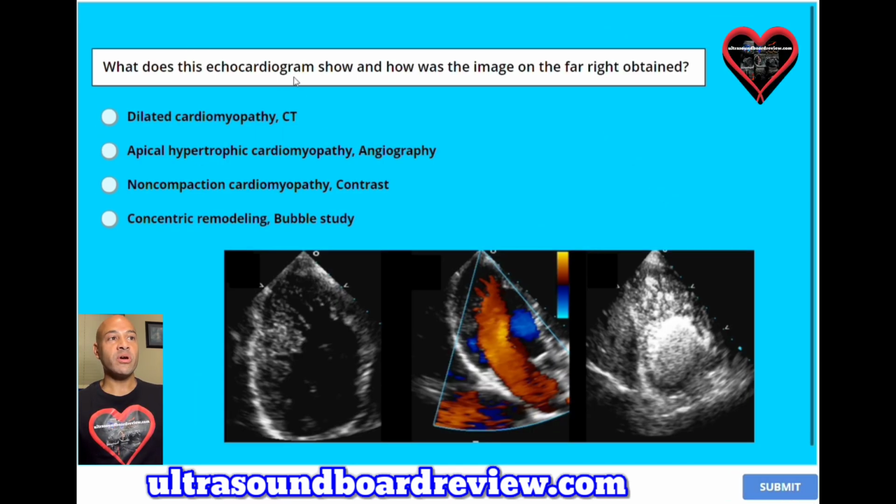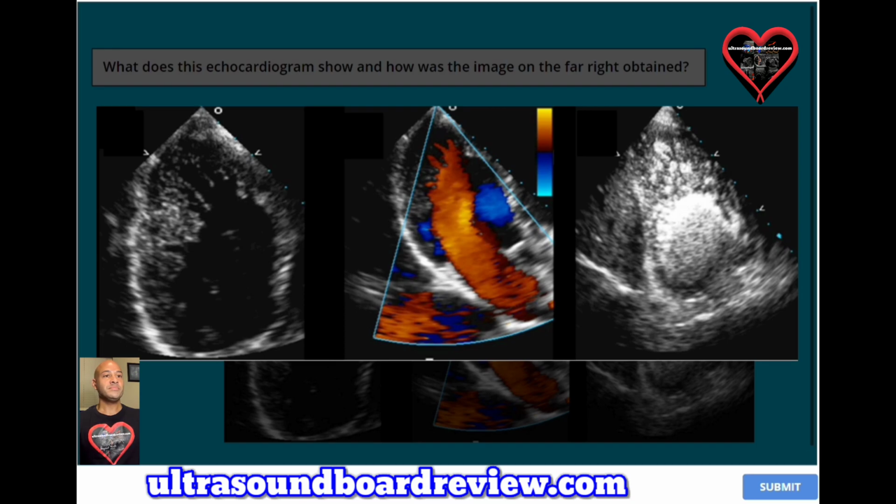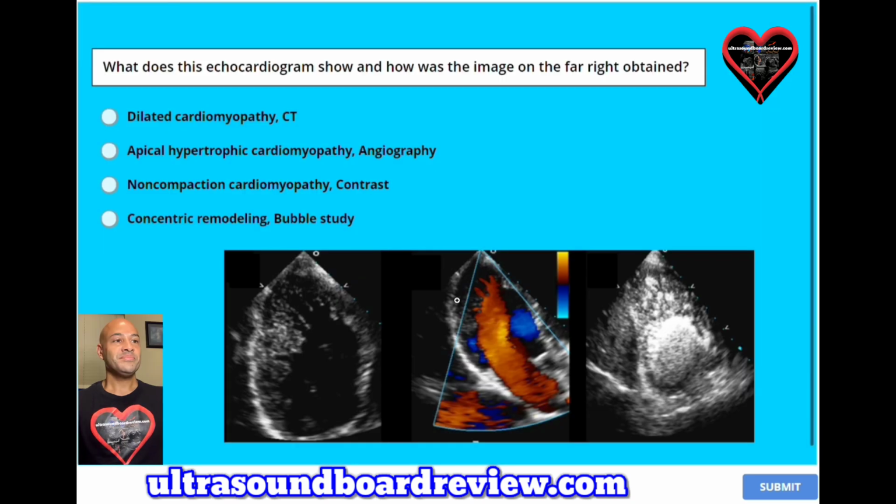Question 141. What does this echocardiogram show, and how was the image on the far right obtained? A, dilated cardiomyopathy and CT. B, apical hypertrophic cardiomyopathy and angiography. C, non-compaction cardiomyopathy and contrast. Or is it D, concentric remodeling and bubble study? The answer is C, non-compaction cardiomyopathy, and this is contrast. It could either be Optison, Definity, or Lumason.